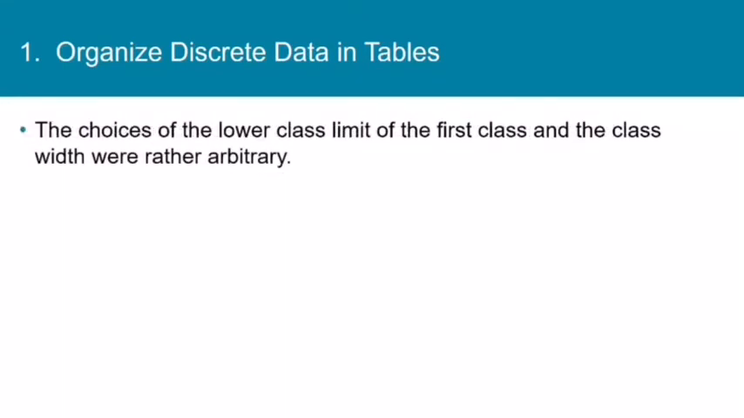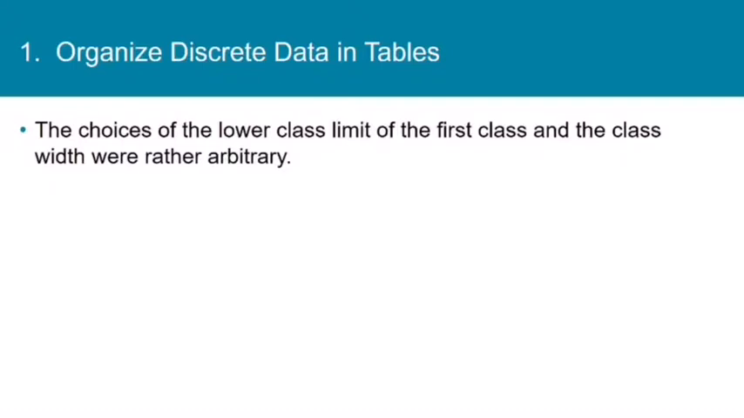Now you might have noticed that in the last example we did, the choices of the lower class limit of the first class and the class width were rather arbitrary. They were just given to us in the problem and we didn't have to figure them out ourselves. And in fact, those numbers could have been different. 670 didn't have to be the lower class limit of the first class, and 10 didn't have to be the class width, although those were very convenient numbers.